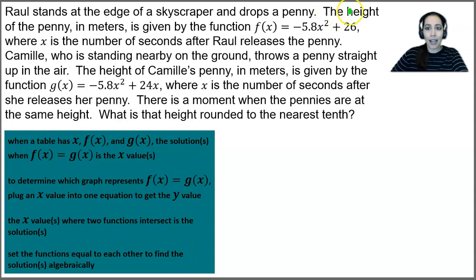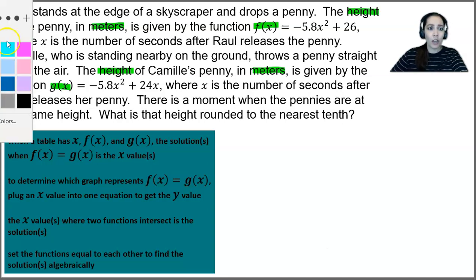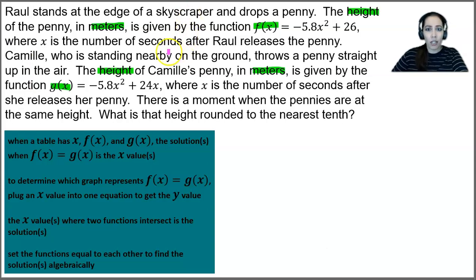They told us that the height of the penny in meters is given by the function f of x. Same thing down here. The height of Camille's penny is in meters and it's given by the function g of x. So do you see how my f of x and my g of x are both height measured in meters? Then we also have our x is the number of seconds. So this is time. Same thing down here in Camille's, x is the number of seconds.